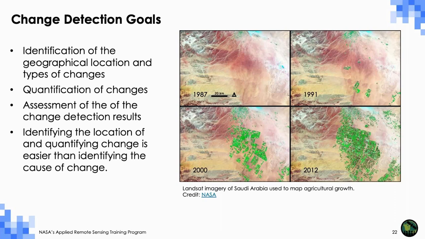So there are a series of common goals when it comes to change detection. We complete change detection analysis to both identify the location of change as well as the type of change. And we also try our best to quantify change, providing some sort of area metric or frequency of change metric. And we want to assess the results of our change detection analysis in order to hypothesize about why this change may have occurred. That said, it's much easier to locate and quantify change than it is to identify the cause of change.